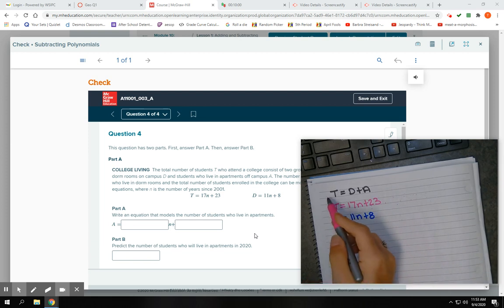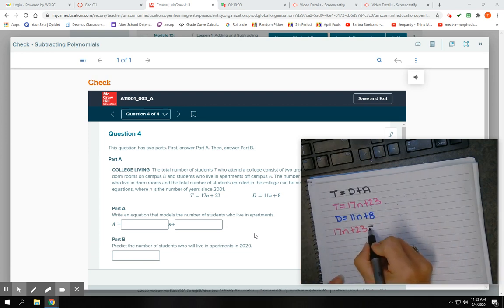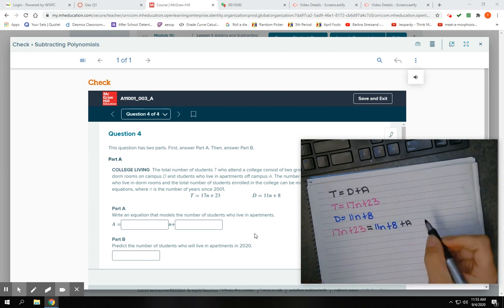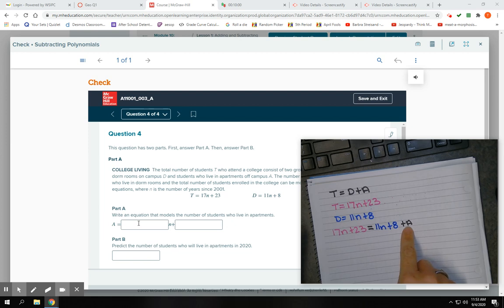So instead of having T, we're going to have 17N plus 23. And that's equal to, instead of D, we're going to put 11N plus 8. And then we'll have plus A. Okay. Now the question is, write an equation that models the number of students who live in the apartments, and notice that they have A equals. So they want A by itself. So in order to get A by itself, we're going to have to subtract 11N plus 8 from both sides.